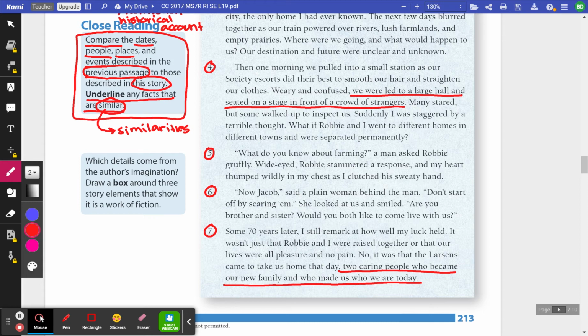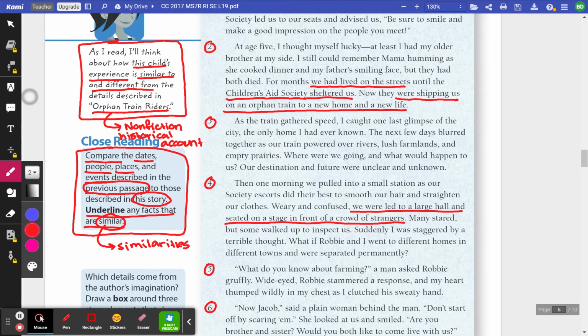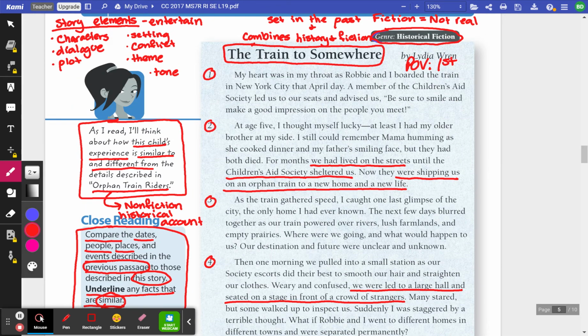So, I know that that is a historically accurate detail that can be found in both passages, so I chose to underline it. All right, so those were the things I underlined. Those were the similarities that I noticed. You can find all of these things in both passages. They're all historically accurate details that are in both.